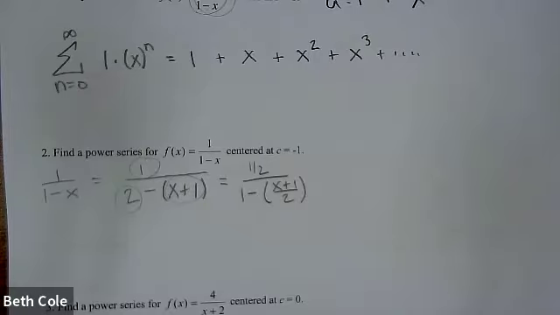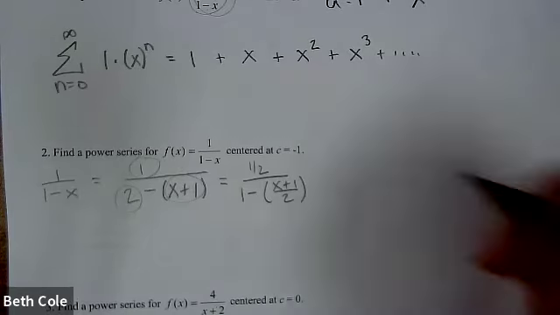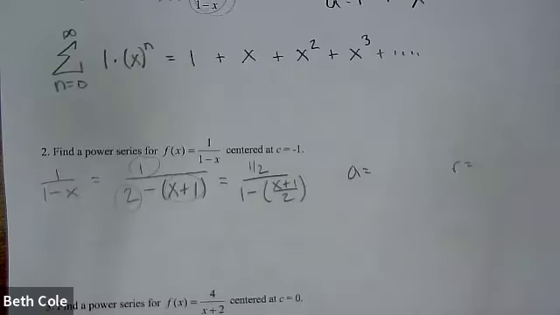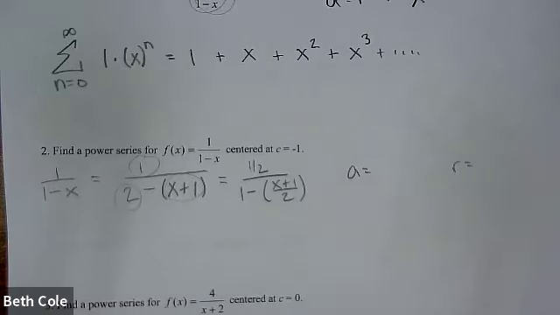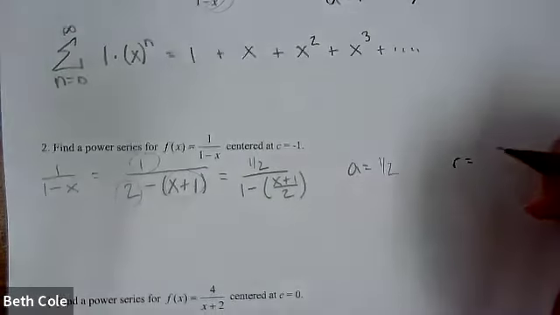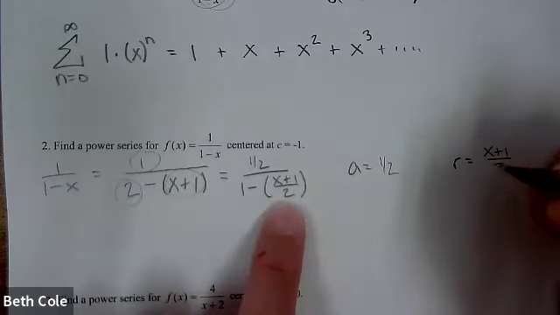That doesn't change where it's centered, if you were worried about that. It's still centered at -1. We just took that and divided by 2. So we've done all 3 of our steps. We're going to list out what is A, what is R. 1/2, good. And R is perfect.